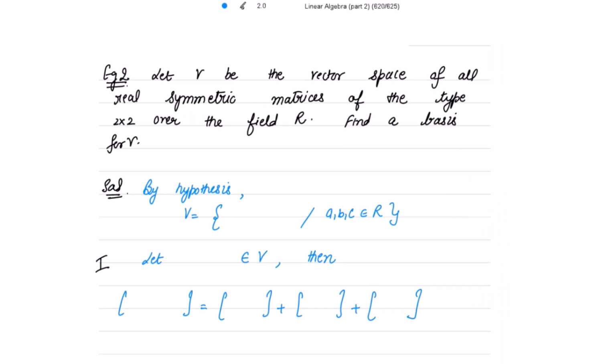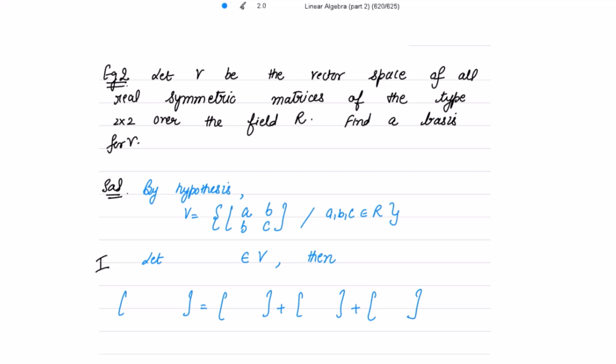Let V be the vector space of all real symmetric matrices of the type 2 by 2. Now the matrices are given to be real symmetric. Find the basis for V. So by hypothesis, we have to take the real symmetric matrix. For real symmetric, what is the condition? That A transpose should be equal to A. So I write the matrix as [A, B; B, C]. Okay. Now, to find the basis for V.